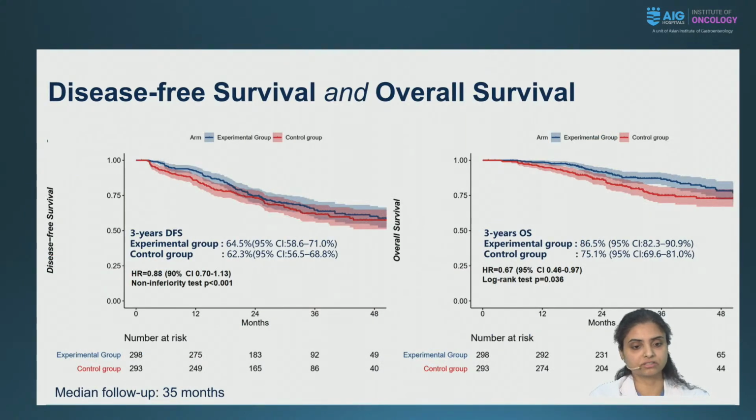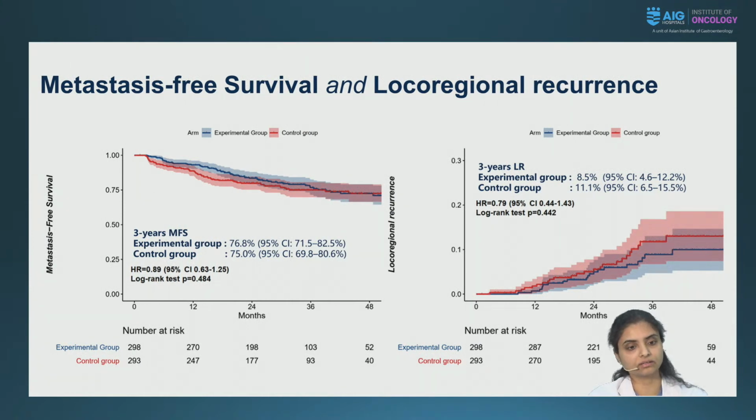For disease-free survival, there's not much difference. This is only 3-year data of the STELLAR trial. In this 36-month data, there was a little leaning towards improvement in overall survival, but we should take that with a pinch of salt, and we need more mature data from this trial. There's no difference in either metastasis-free survival or locoregional recurrence. These are the 3 important total neoadjuvant trials which have been published in the last couple of years.